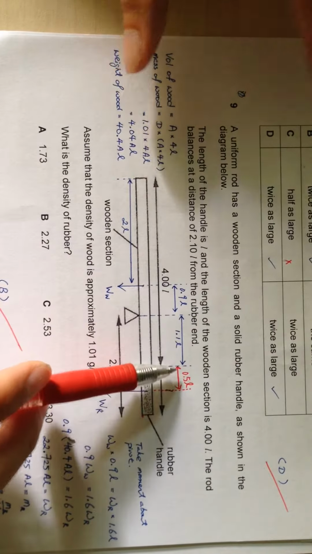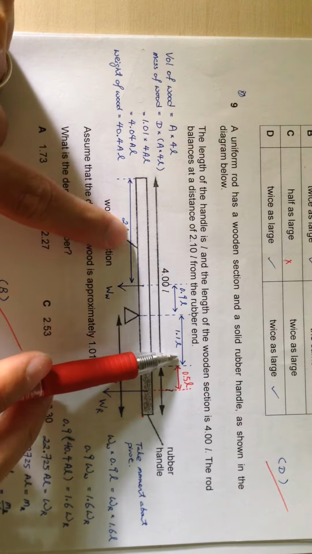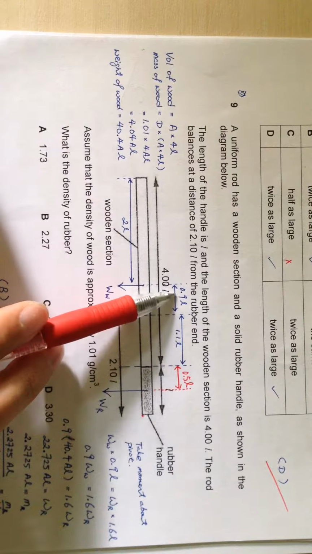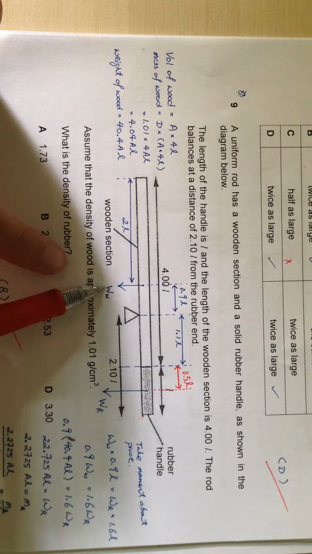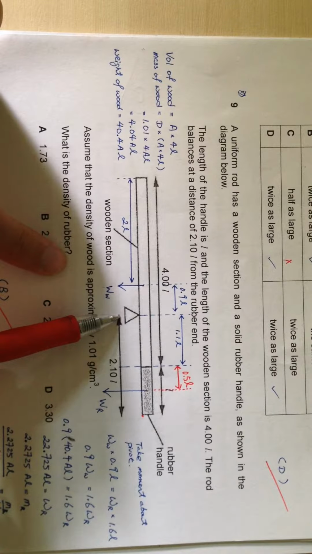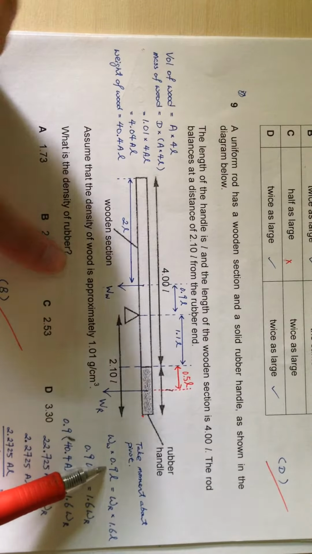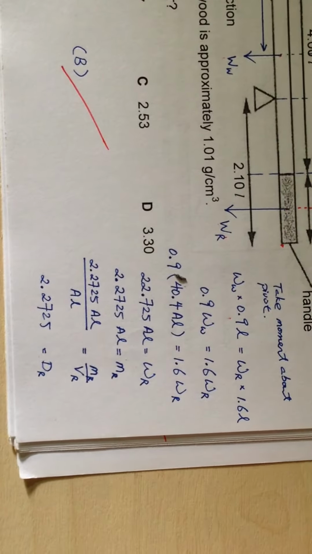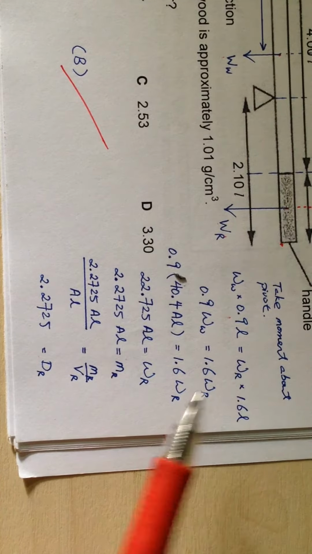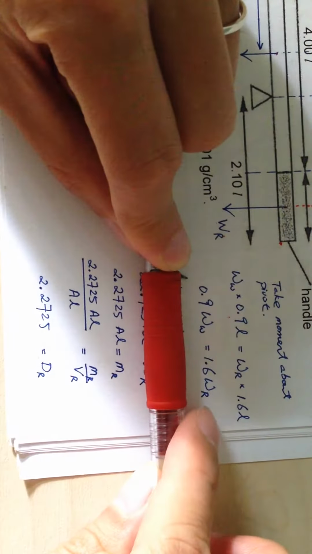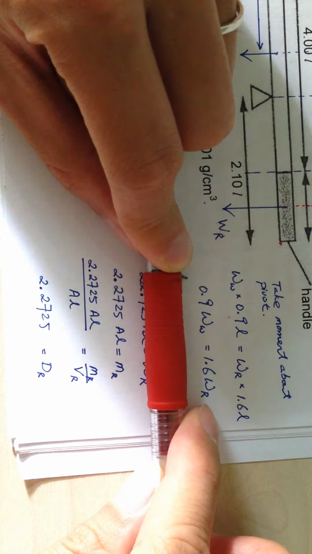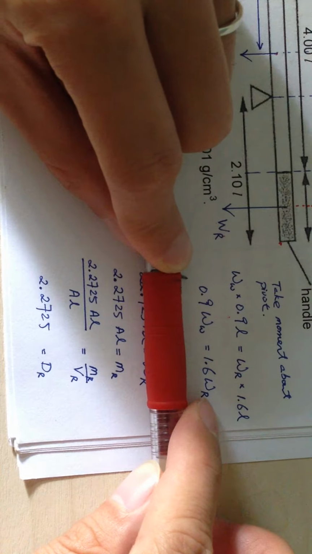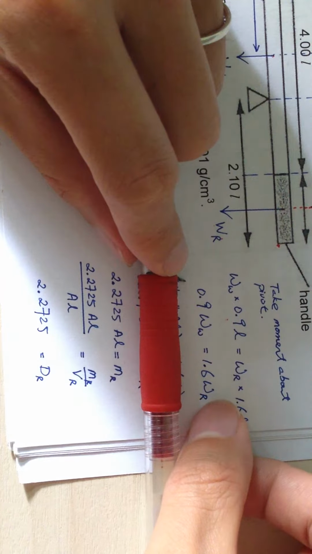Then next, once I know this is 1.1, I know that this is 2, and I know that the whole length is 4. So I take 4 minus 2L minus 1.1, and I can then find out that the distance between WW and the pivot is 0.9. That is how I get my 0.9. Once you have these parameters, you can use the principle of moment, and you get this equation: 0.9 WW equals 1.6 WR. Now your target is to find the mass of the rubber handle, so WR is your target.